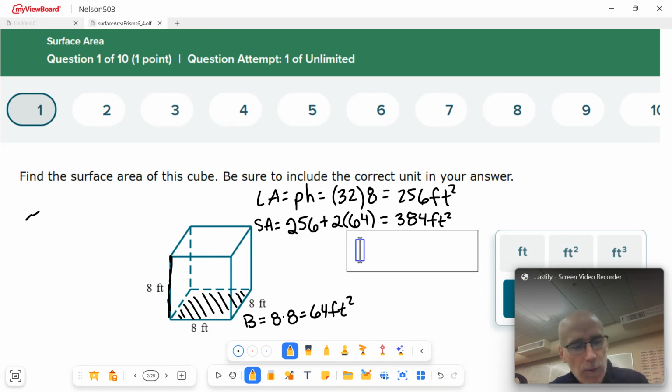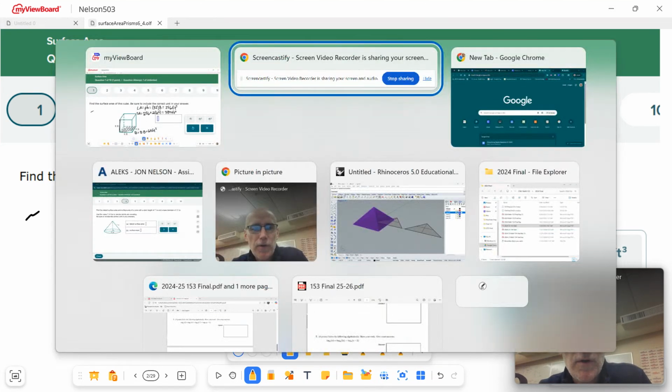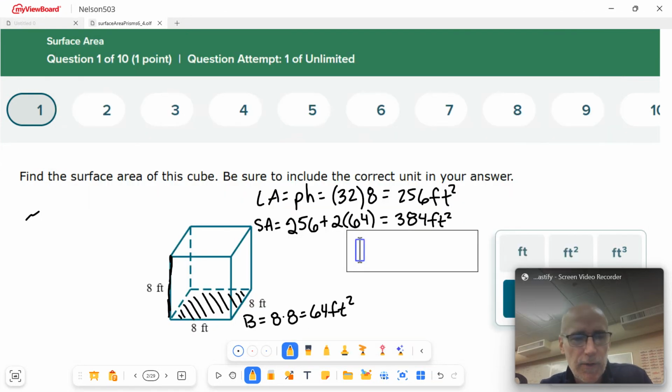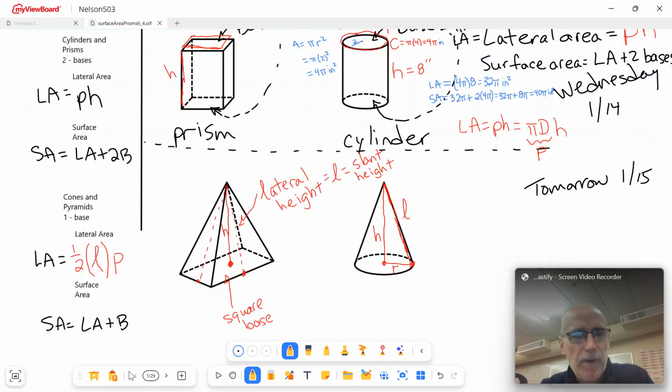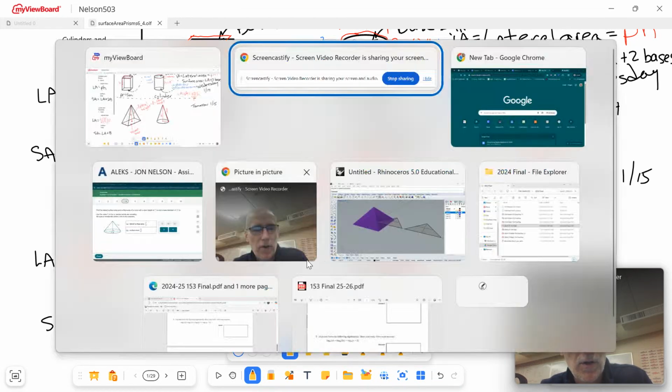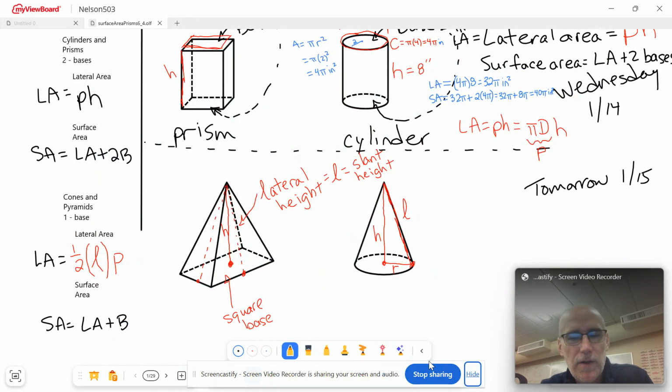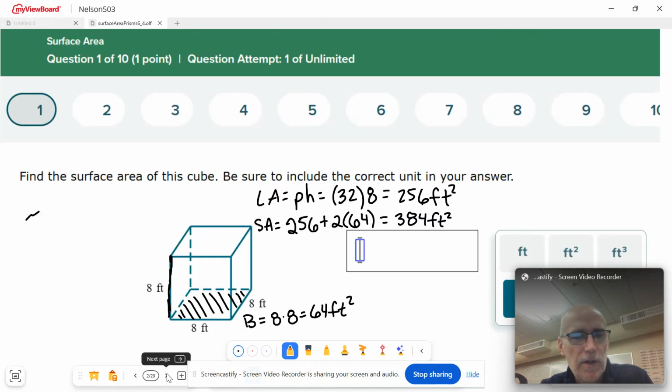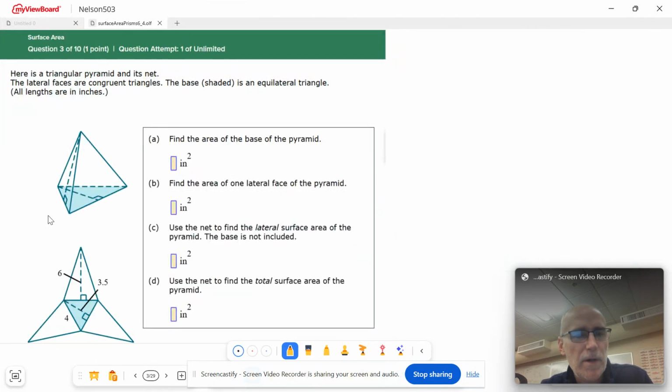Okay, so that's a review of the notes that we have at the top of our paper. Okay, so I know where the notes are. I was going the wrong way here. So at the top of the paper, we have prisms and cylinders. At the bottom of our notes, we have pyramids and cones. So let's see one of those type of problems where we have a pyramid, okay?